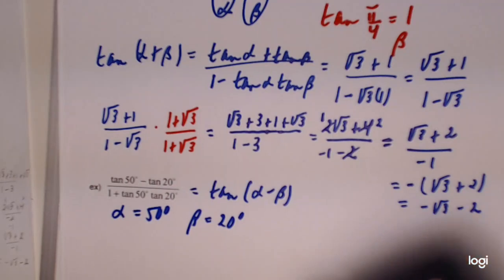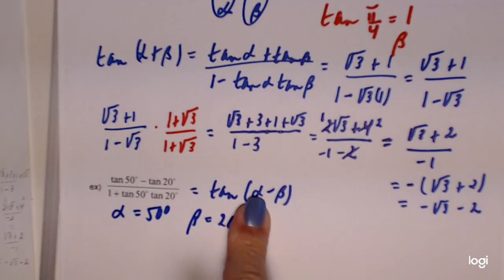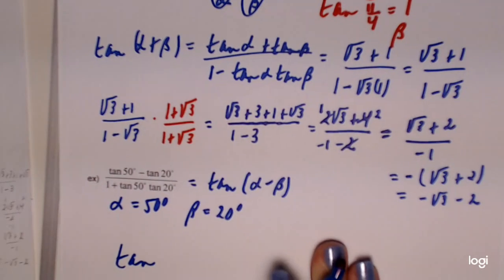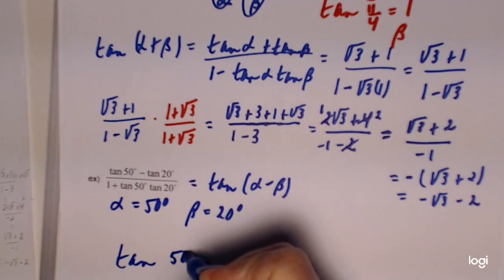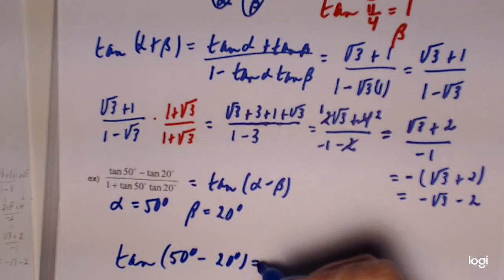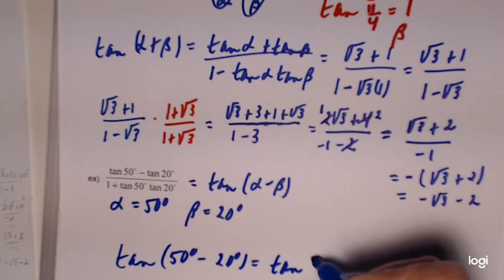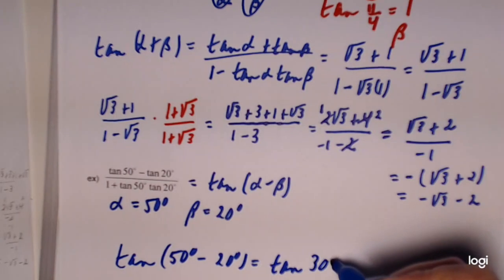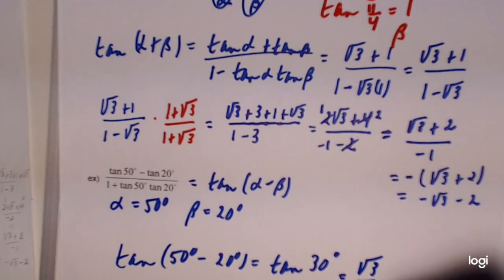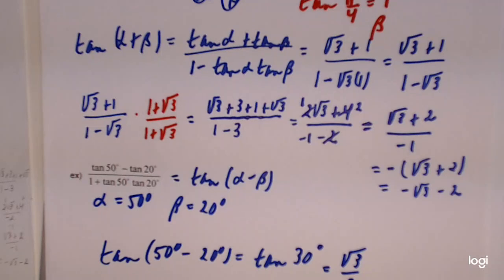So now we look to the formula and we put in our alpha and beta. So we have tangent of 50 degrees minus our 20 degrees. So we're looking at the tangent of 50 minus 20, or 30 degrees. And we know that the tangent of 30 degrees is radical 3 over 3. And that would be our answer.